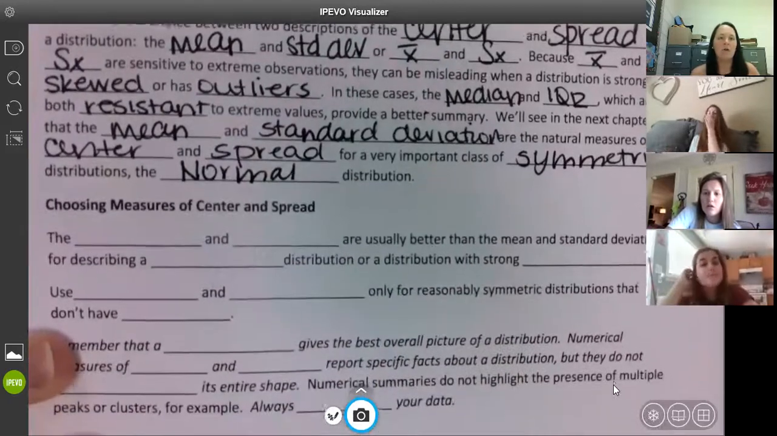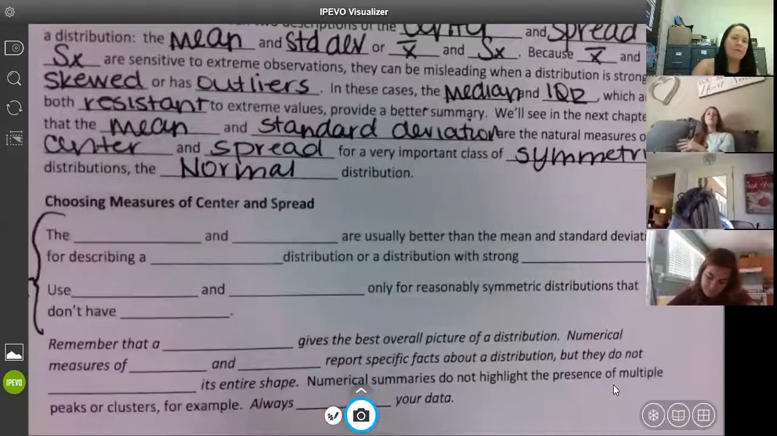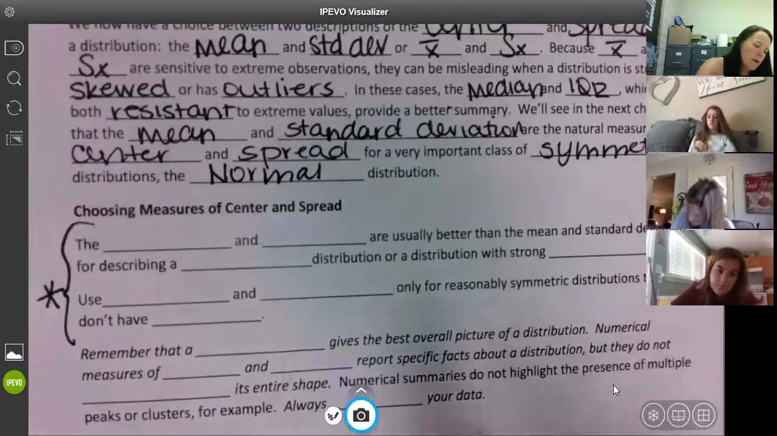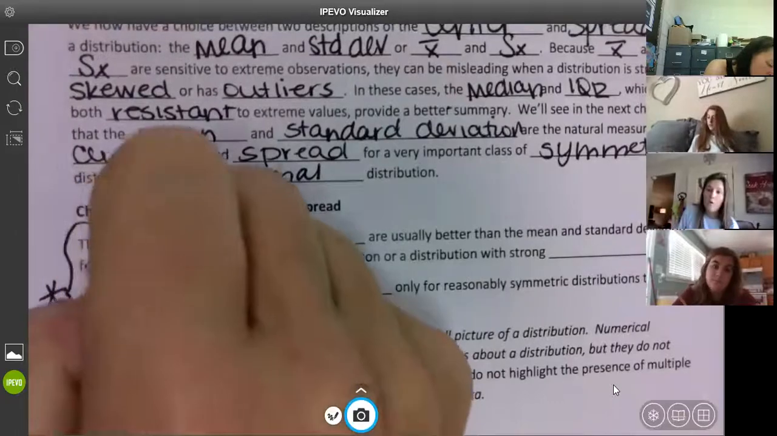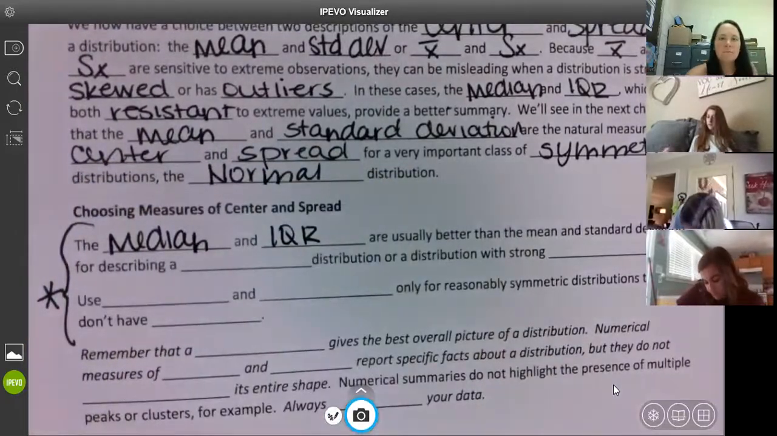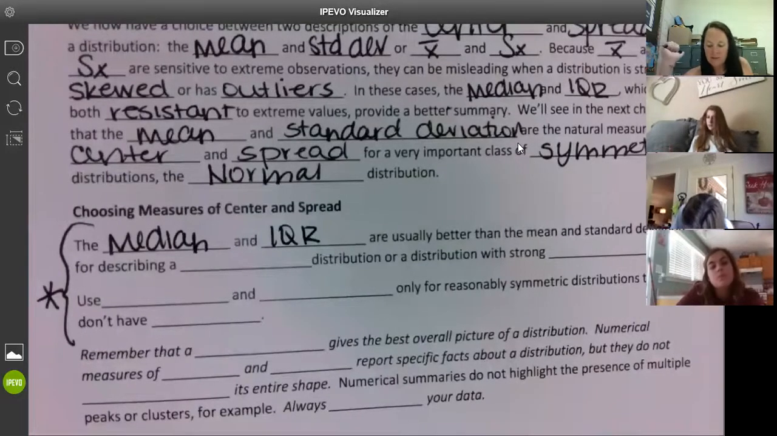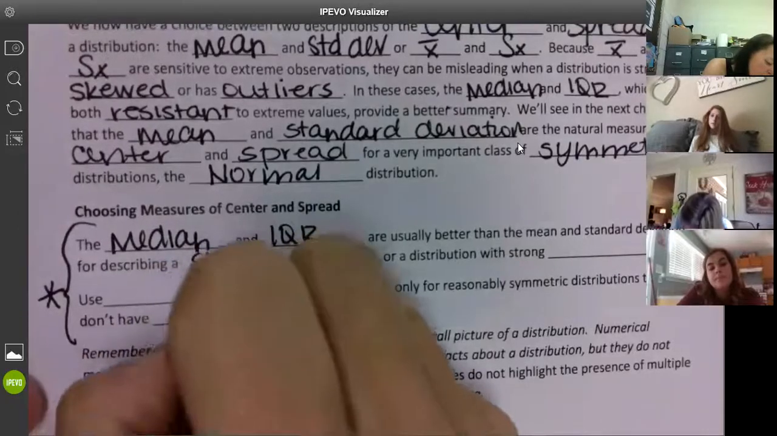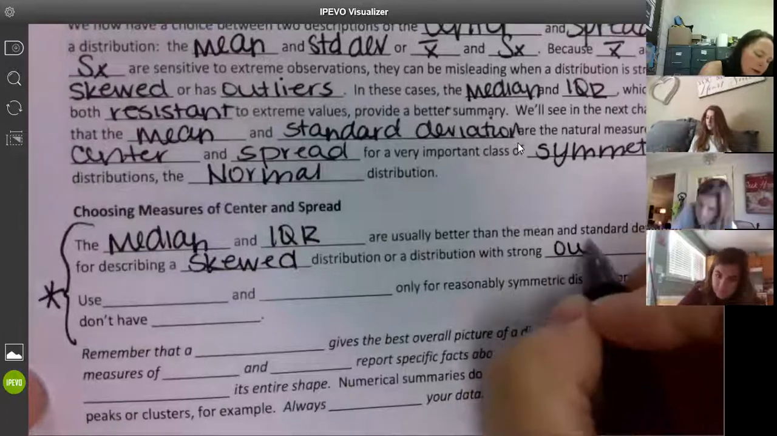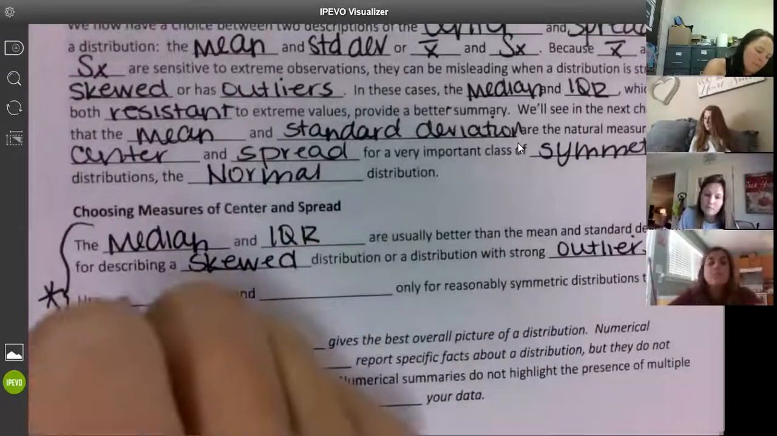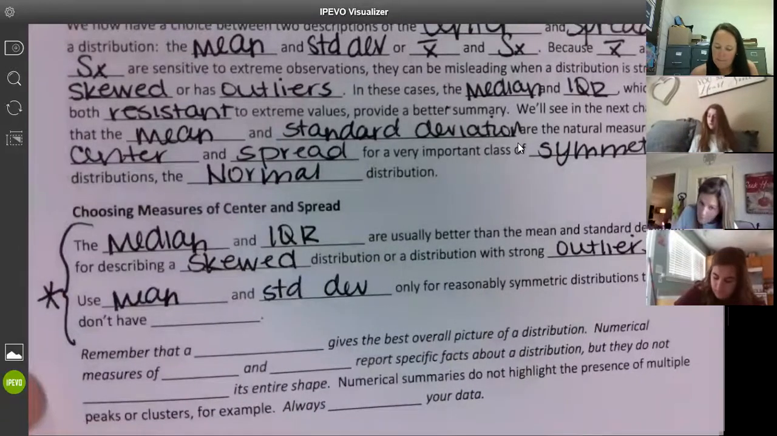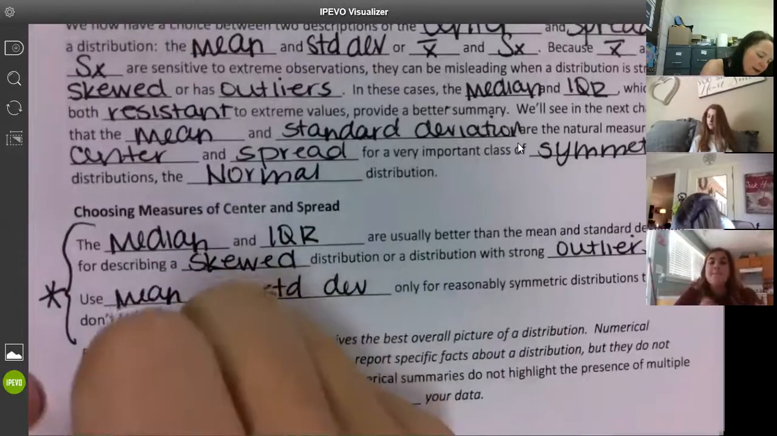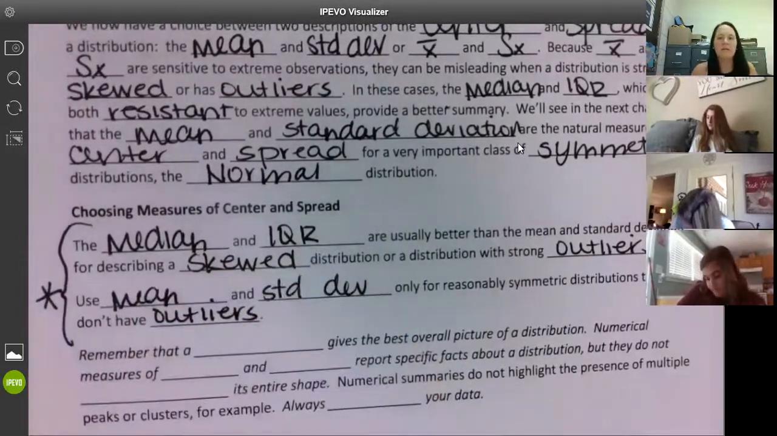All right, we're going to go over this one more time. You have to know this. That's a little star there. If we're doing it for a skewed distribution, what are we going to use? Median and IQR. Median and IQR are usually better than the mean and standard deviation for describing a skewed distribution with strong outliers. You're going to use mean and standard deviation only for reasonably symmetric distributions that do not have outliers. Remember, outliers pull the data, so that's why it's skewed.